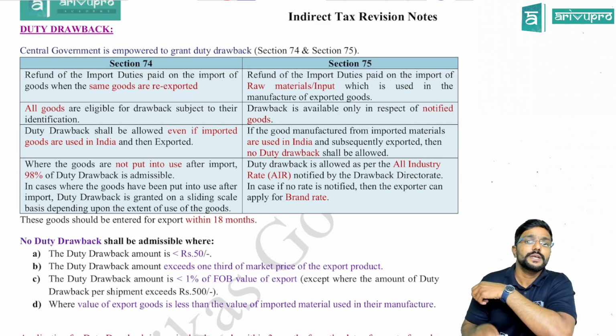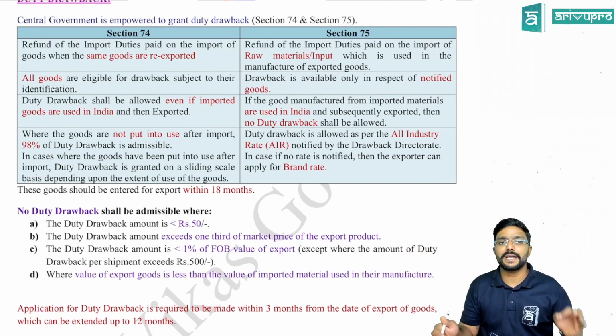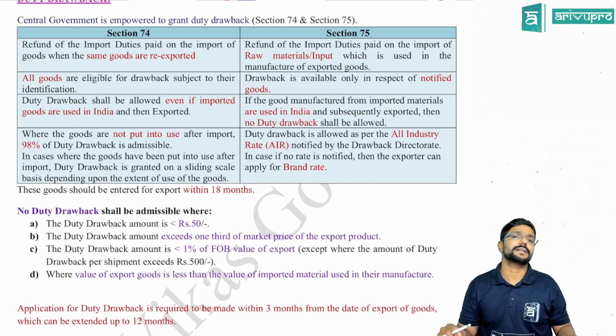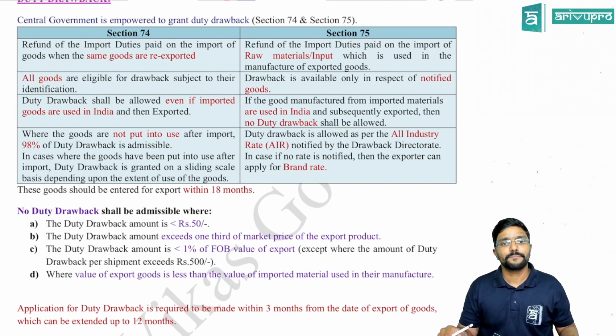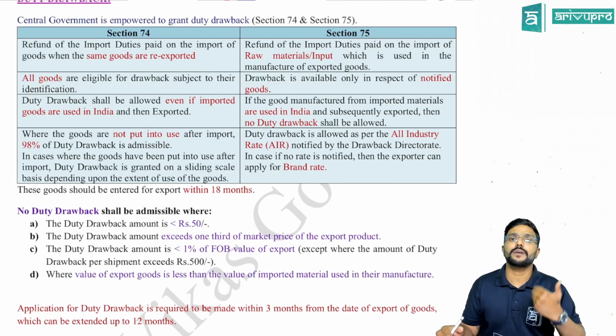If the goods which I have imported are exported as they are without use in India, then of whatever import duty I have paid, 98% I can claim as duty drawback. If I have used it in India after importing it, then based on how long I have used it, the duty drawback would be reduced.